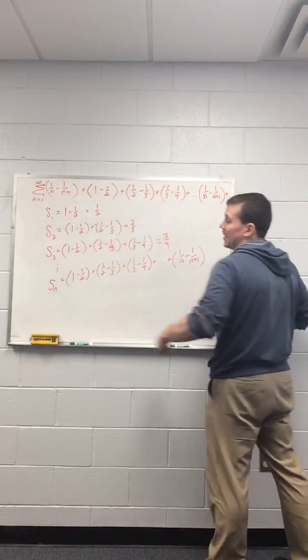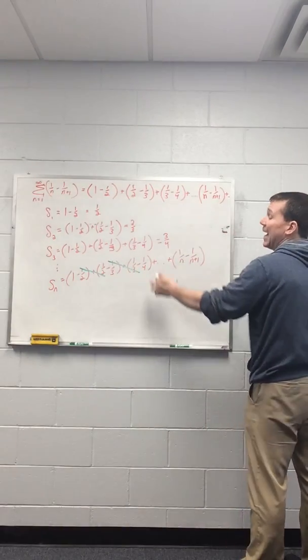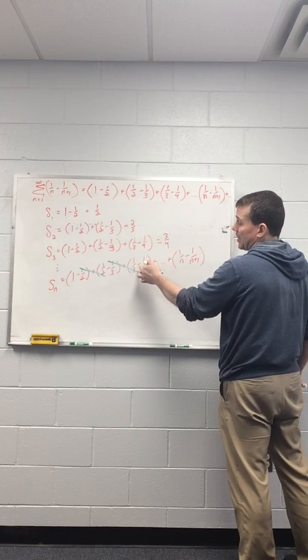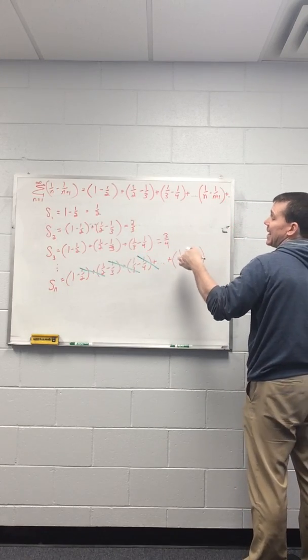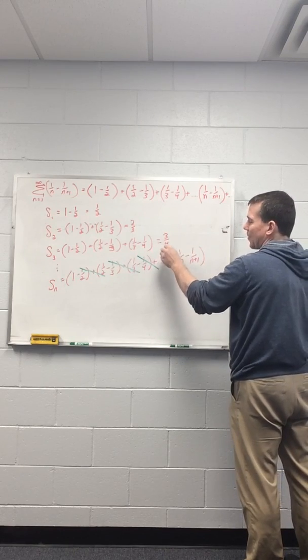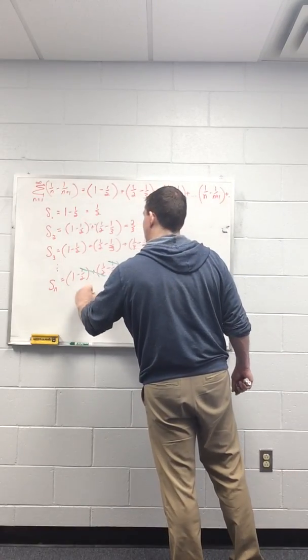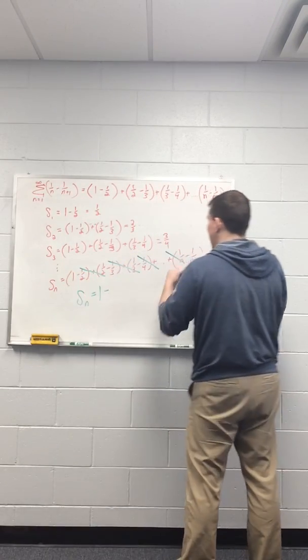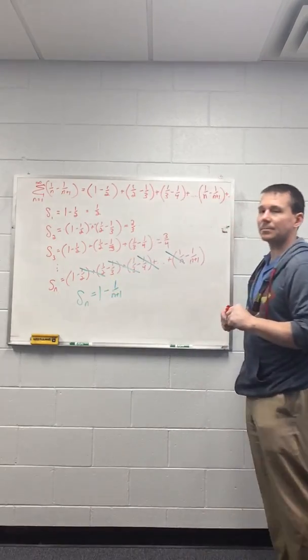But then clearly, minus a half plus a half cancels, minus a third plus a third cancels. I didn't write it, but there's a minus a fourth here. The next term will have a plus a fourth, and that'll cancel. This is a plus 1 over n. The previous term will have a minus 1 over n. That'll cancel, and s sub n will just be the first term, 1, minus the last term, 1 over n plus 1.